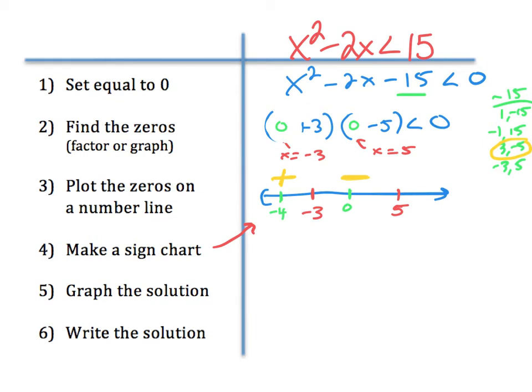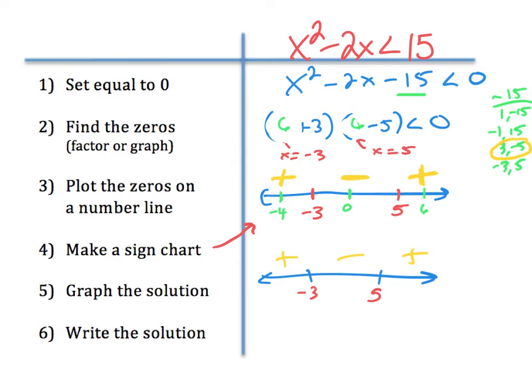And then lastly, if I sub in something bigger than 5 like 6, and again we can plug it into the original or the factored form, but if I plug in 6 now, I get positive 9 times positive 1, and that's a positive number. And so it's going to be positive after 5. Now we need to graph the solution. And so what we do is we take our number line that we wrote above, and you can do it on the same number line if you want. But here we have negative 3, here we have 5. We got plus, minus, plus.